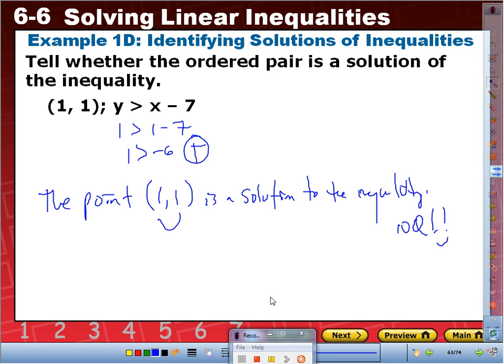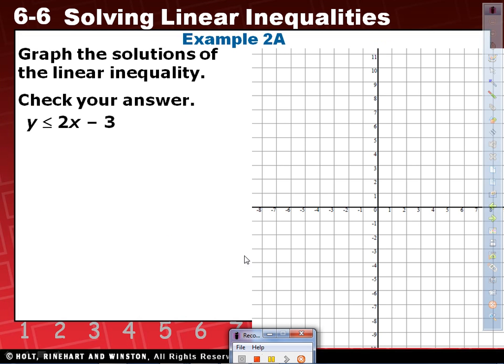Alright, so get your graph paper in front of you, please. We're going to start with graphing now. Okay, on the big graph paper, at the top left of the big graph paper, copy that example down. Example 2A says, graph the solutions of the linear inequality. Check your answer for y is less than or equal to 2x minus 3. Copy that, please.